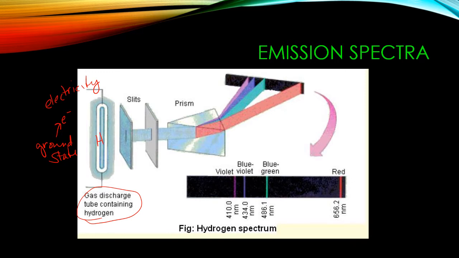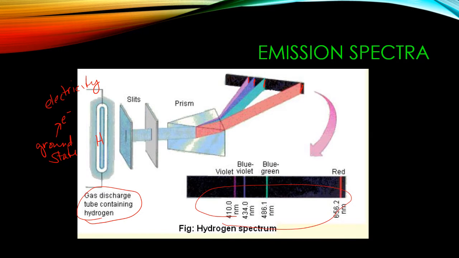So when this light that hydrogen is putting off gets passed through a prism, we don't get the full rainbow. We get specific, discrete, exact colors right here. You do not get the entire spectrum.